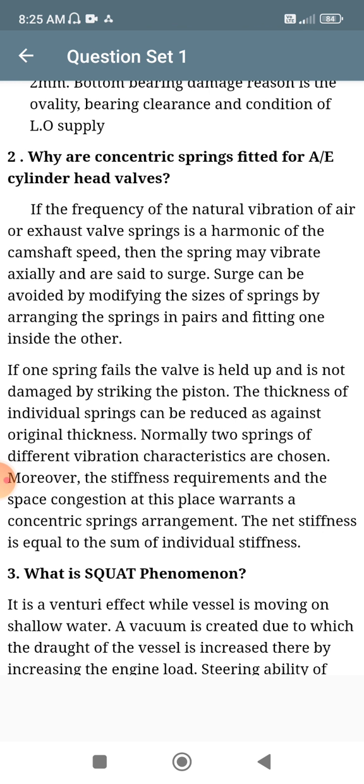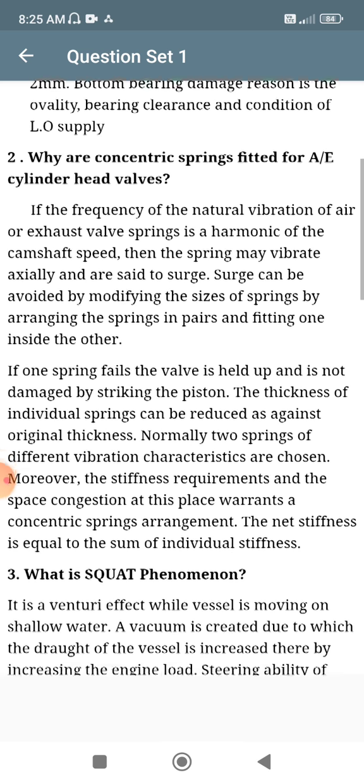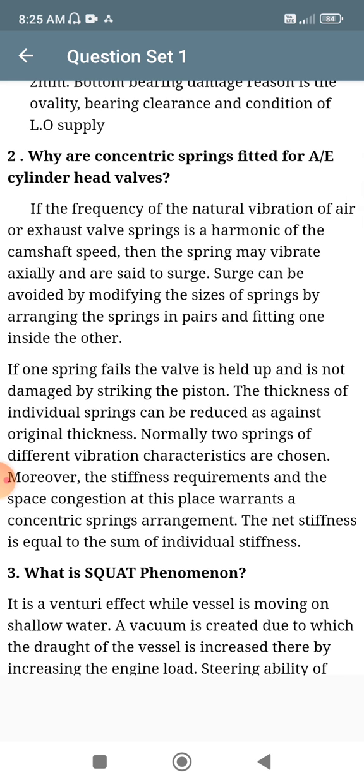You do understand? Due to frequency of natural vibration, which we studied in small classes in physics, we know that when the exhaust valve spring comes in harmonic motion with the camshaft speed, then the spring may vibrate drastically and surge. Here what happened is the resonance phenomenon. So surge can be avoided by modifying the size of the spring, arranging springs in pairs and fitting one inside the other.